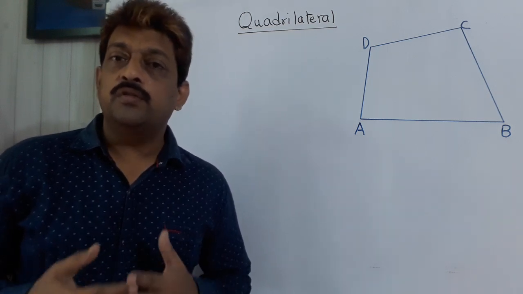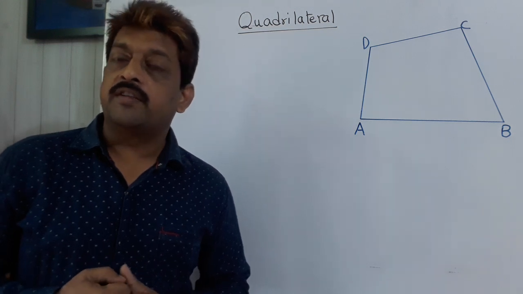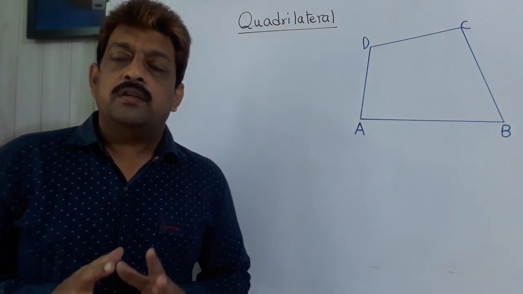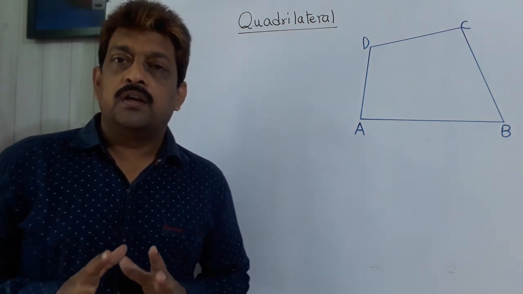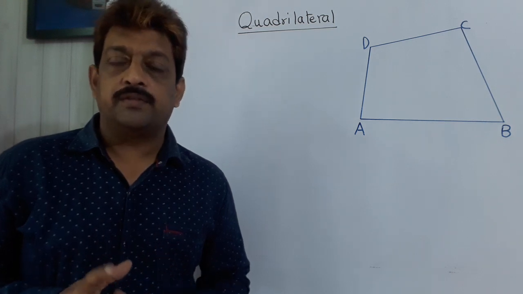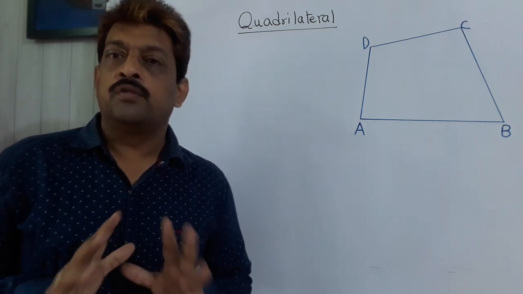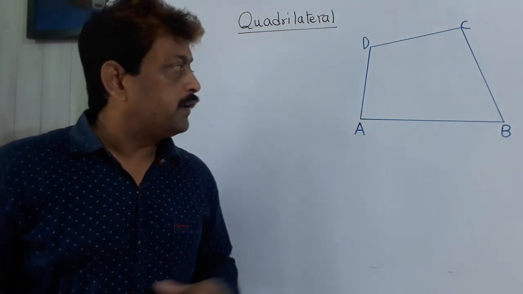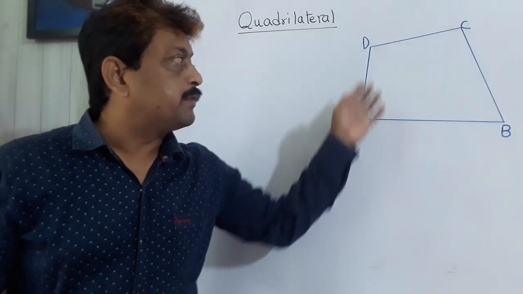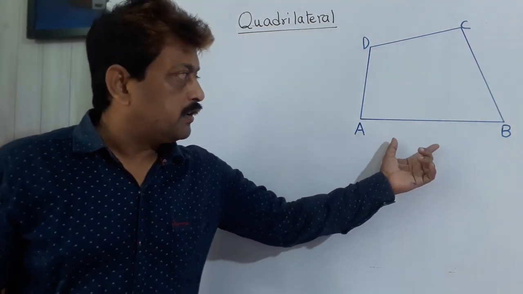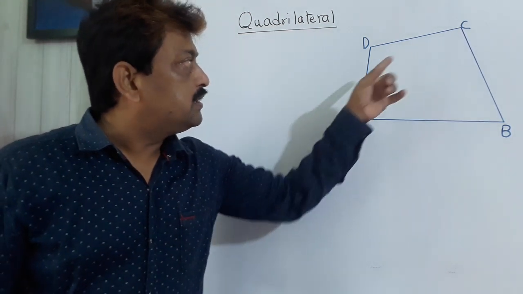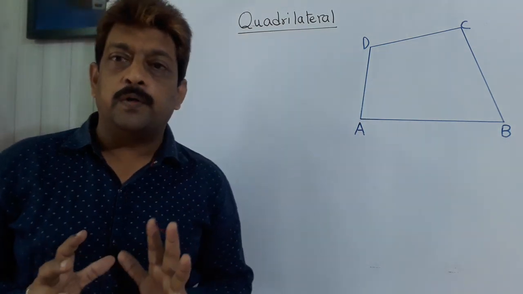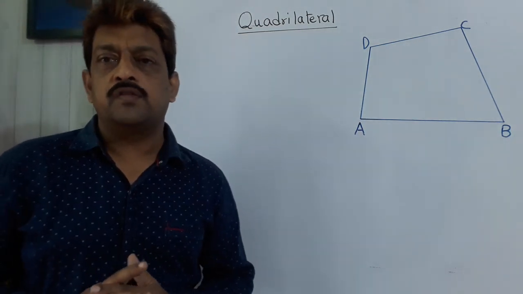Today I am going to start a new chapter, quadrilateral, from class 8. A quadrilateral is a closed figure bounded by four line segments. Most of you know this. As you can see from the figure, AB, BC, CD and AD all are line segments, and they are together forming a closed figure. So this is known as a quadrilateral.